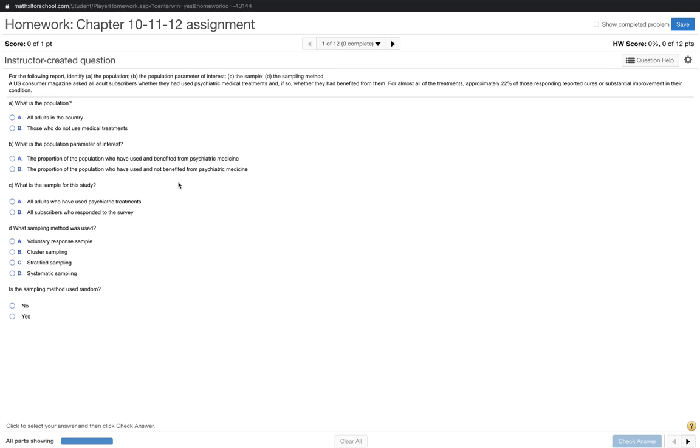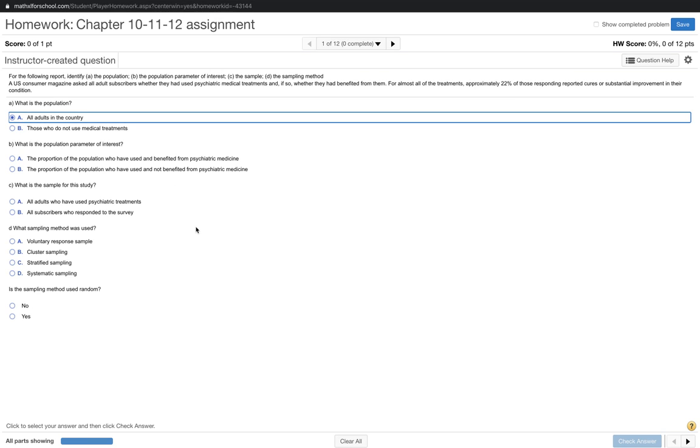For almost all of the treatments, approximately 22% of those responding reported cures or substantial improvement in their condition. A, what is the population? Okay. And our choices are all adults in the country, those who do not use medical treatment. So what are they hoping to learn about? Well, remember, the population is what they're hoping to learn about. In this case, they're not studying people who don't use medical treatment. So the only one that makes sense is A, all adults in the country.